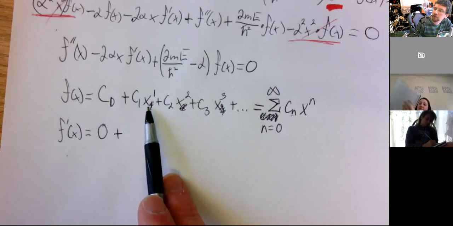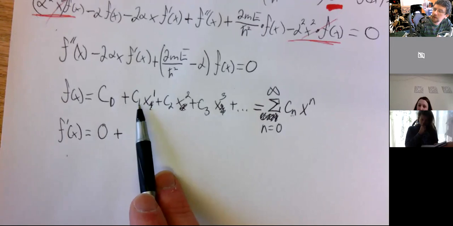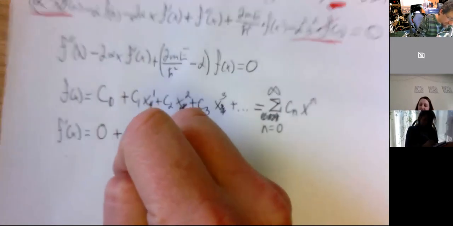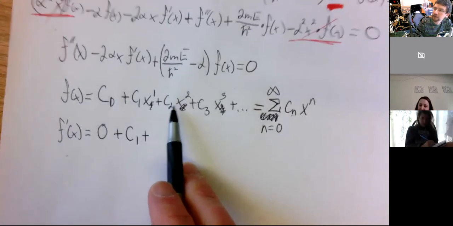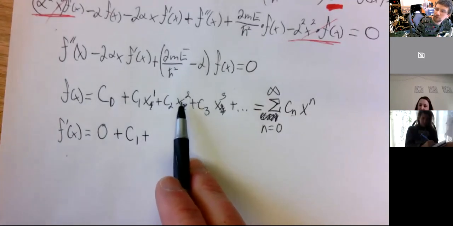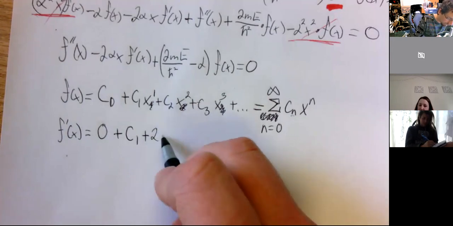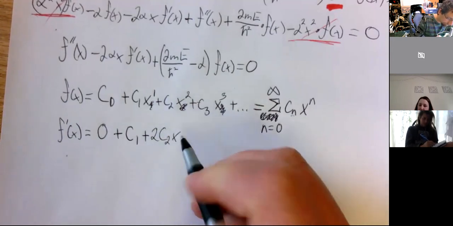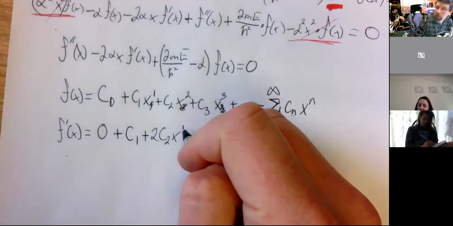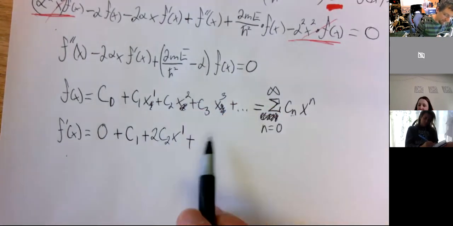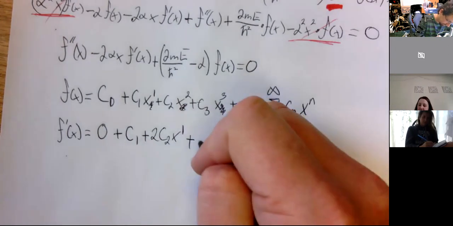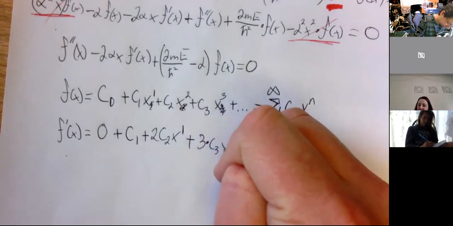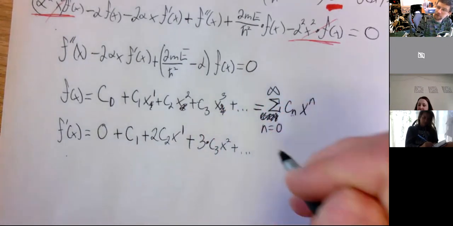Becomes what? X, 1 times. Just C1, because we're taking the derivative with respect to x. What about this term, since it's x squared? 2 C2 x. Yep, x to the power of 1, or x. And then what about this next term? 3 C3 x squared. Exactly, and it continues on that way.